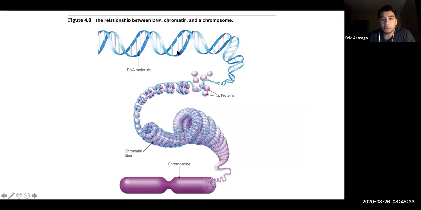So here we have the DNA, chromatin, and the chromosome, right? The DNA molecule contains the genetic information that can then be used to make up whatever that organism is, right? If it's bacteria, it'll be a little different.